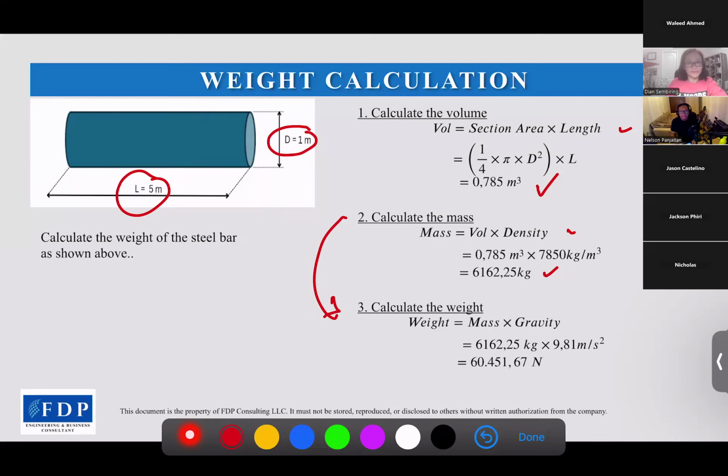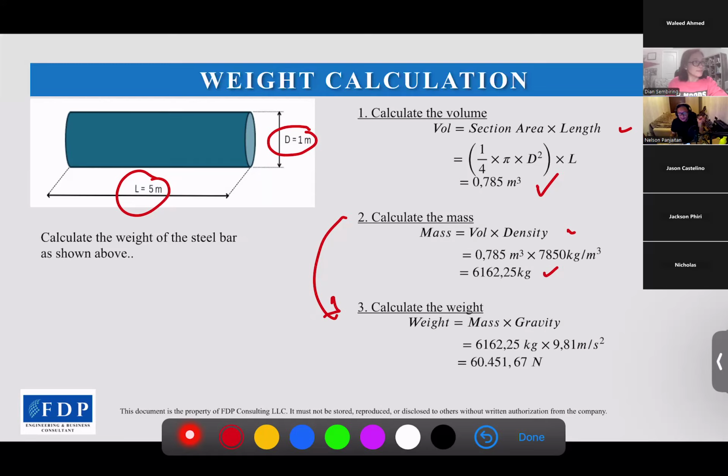Yeah, I have just one concern. This weight calculation means at the last, you calculate with acceleration, oh sorry, gravity, 9.81. Yeah, this is just for the conversion for kilonewton, right? Yes. All right.